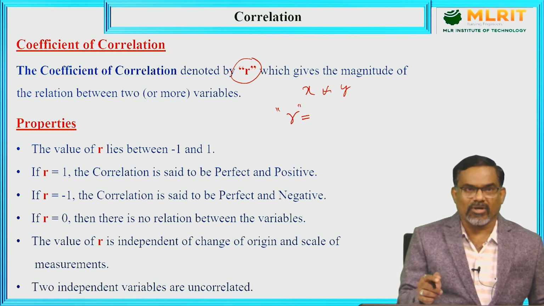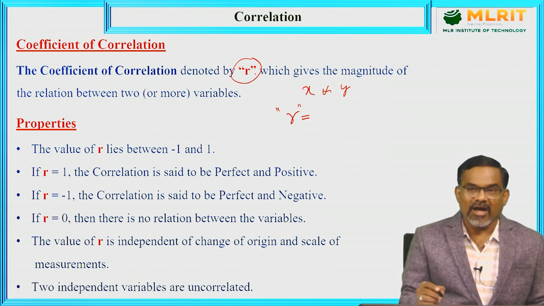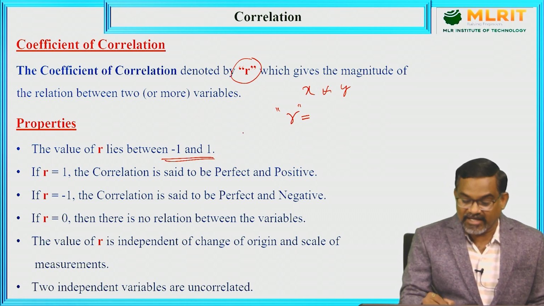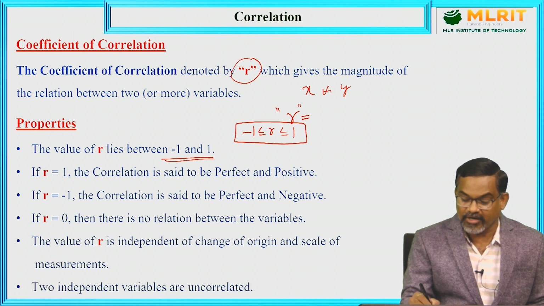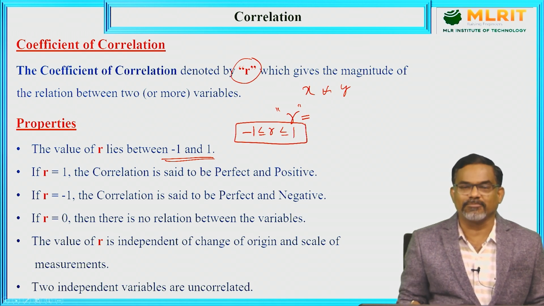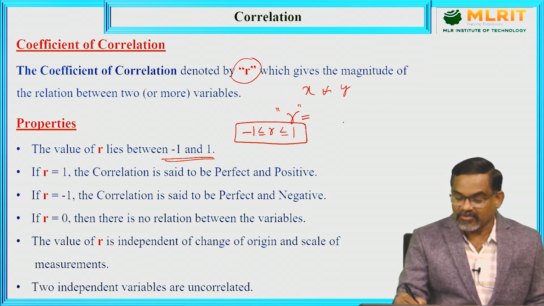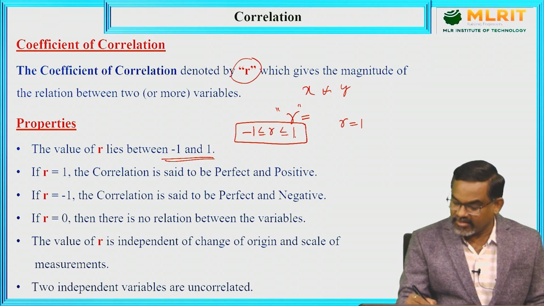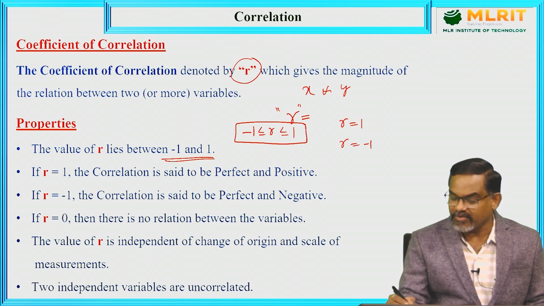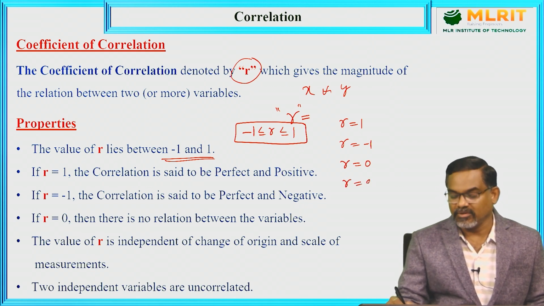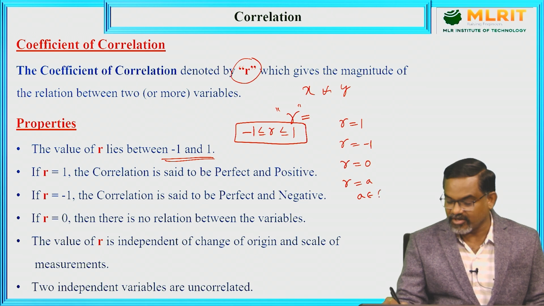So, the correlation coefficient is denoted by R, and R lies between -1 and 1. So, -1 is less than or equal to R, which is less than or equal to 1. This is an important property. The correlation coefficient lies between -1 and +1, including -1 and including 1. In between negative and positive we may have 0, or R can be any other value that lies in the interval -1 to 1.